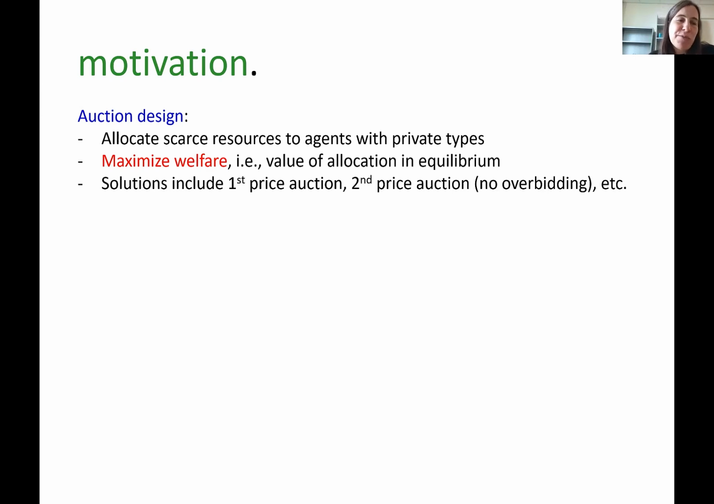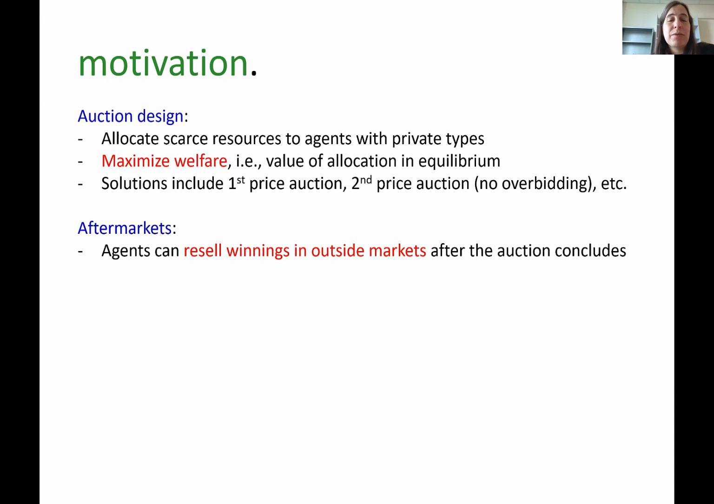Okay, so if we know so much about maximizing welfare, then why am I still talking about it? The reason is that when aftermarkets come into the picture, the welfare of an auction can drastically change. What is an aftermarket? The idea is that agents can go into an auction and buy stuff, but then they can decide to resell their winnings outside the auction, after the auction concludes.